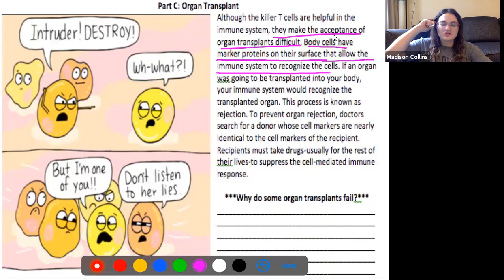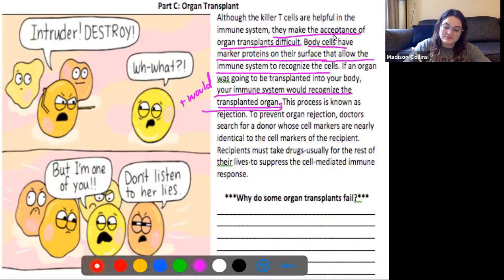If an organ was going to be transplanted into your body, your immune system would recognize the transplanted organ, and it would actually start to attack that organ. Okay? Because it thinks that that organ is an invader. It thinks it's a pathogen trying to hurt you. This process is known as organ rejection.